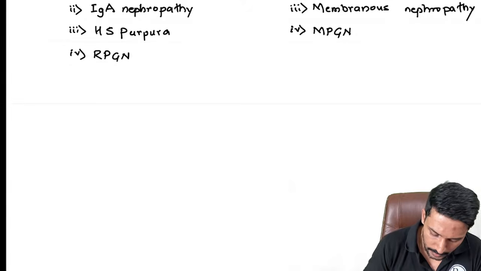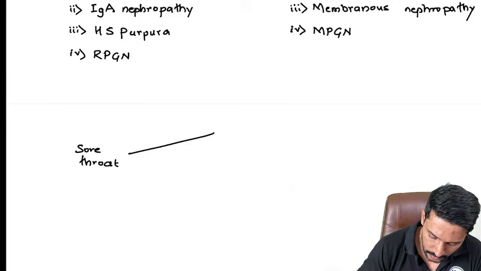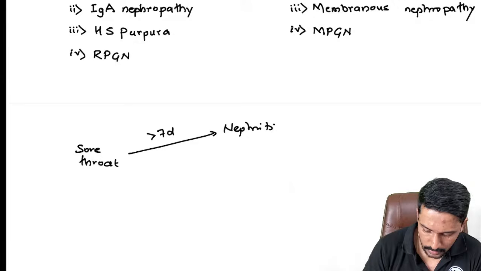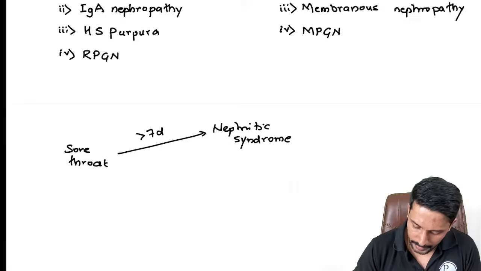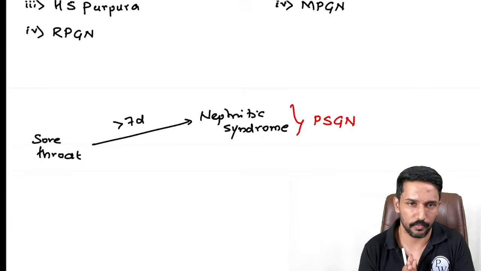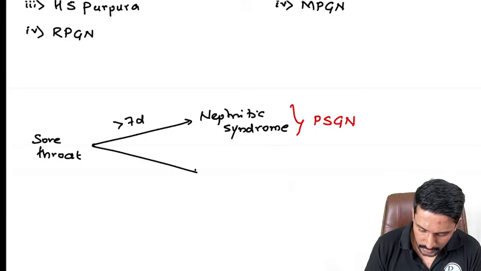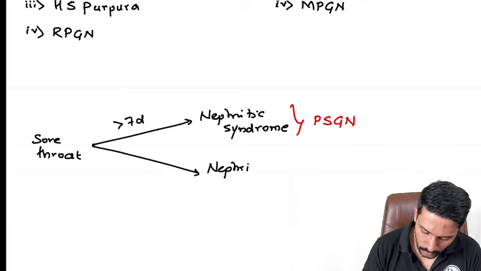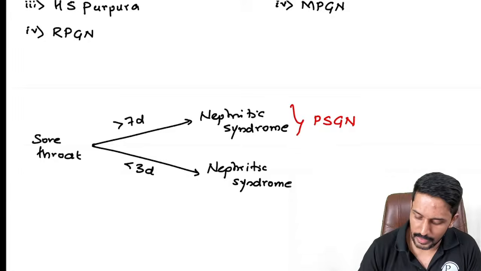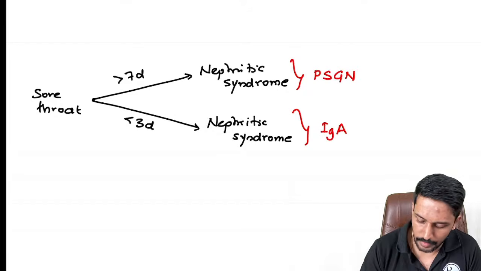Okay, let me write it down. Let us say I had a sore throat, and more than 1 week or 7 days later, I presented with nephritic syndrome, that is hematuria, dysmorphic RBCs, hypertension, all of that. It is highly suggestive of post-streptococcal glomerulonephritis or post-infectious glomerulonephritis. I can have a very similar presentation, where I develop a sore throat and then nephritic syndrome, but this occurs within 3 days of the onset of sore throat. Then it is highly suggestive of what we call IgA nephropathy.